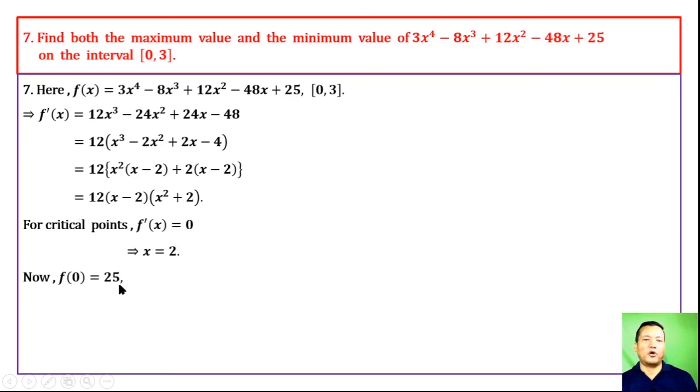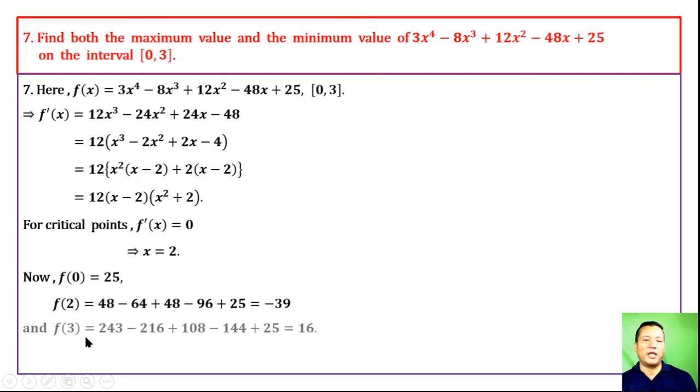Now f of 0 is 25, f of 2 is minus 39, f of 3 is 16. Therefore the minimum value is minus 39 and the maximum value is 25.